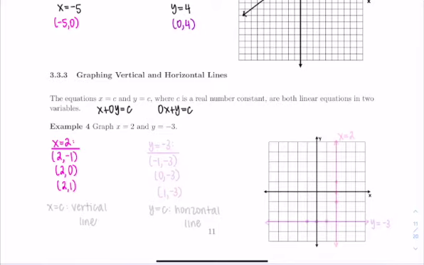Let's plot those. We have (2, negative 1), (2, 0), and (2, 1). And then we just want to connect them. You can see that we end up getting a vertical line. And so anything of the form x equals c is going to be a vertical line.